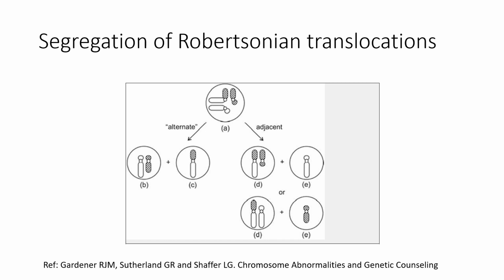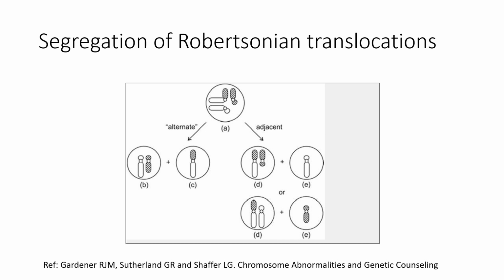So what happens when a Robertsonian translocation goes through segregation during gametogenesis? There are two different kinds of segregation that can occur. On the left is the alternate segregation and on the right is the adjacent.